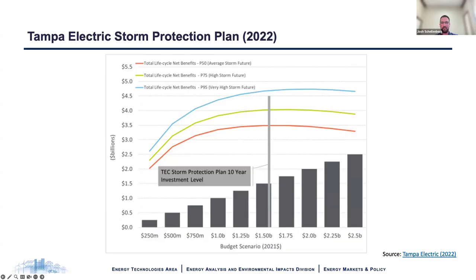And I found this to be a particularly interesting approach. They did use the ICE calculator to monetize the benefits associated with reducing power interruptions during major storms. And in many cases, you're not just prioritizing across projects of this solution better than that solution, but you're trying to figure out what is the right level of investment, right? And so this was an interesting analysis that they did and showed how they got to this $1.6 billion optimized proposed investment for storm protection based on the total life cycle net benefits under different storm scenarios that you can see here.